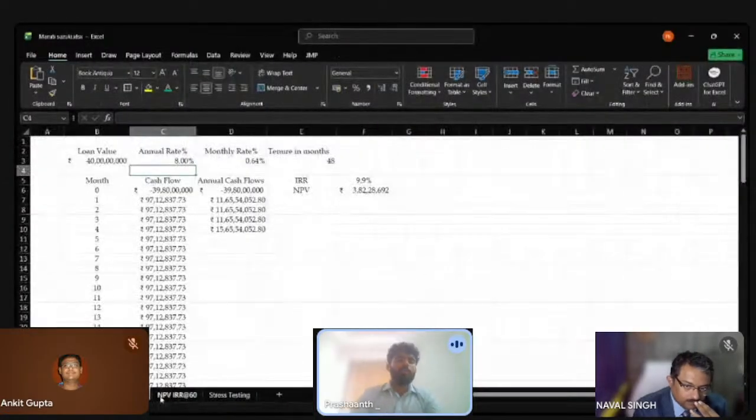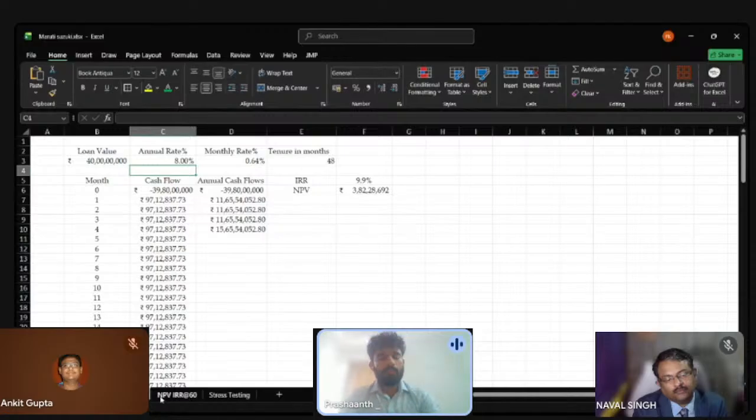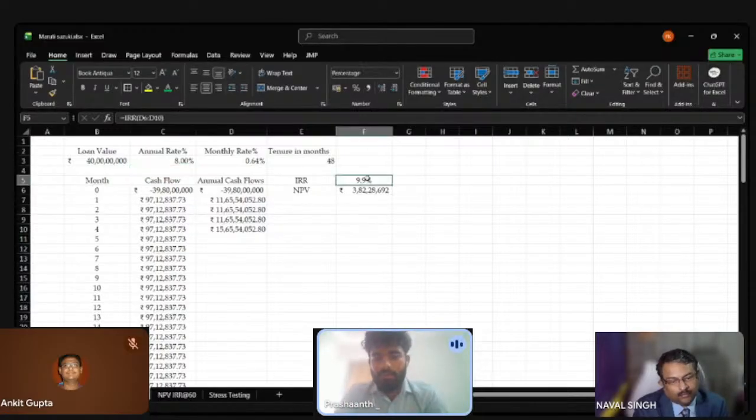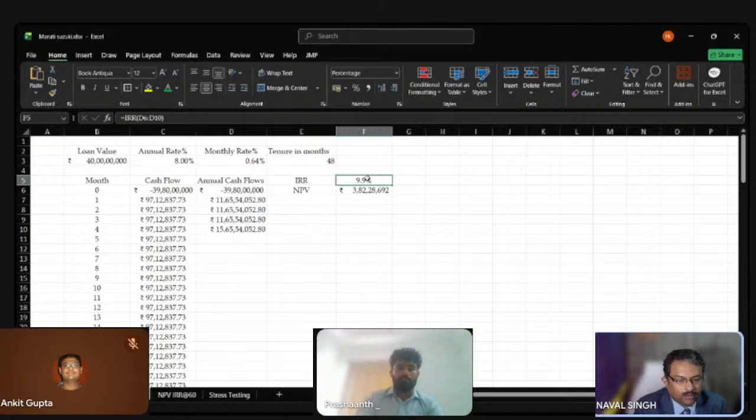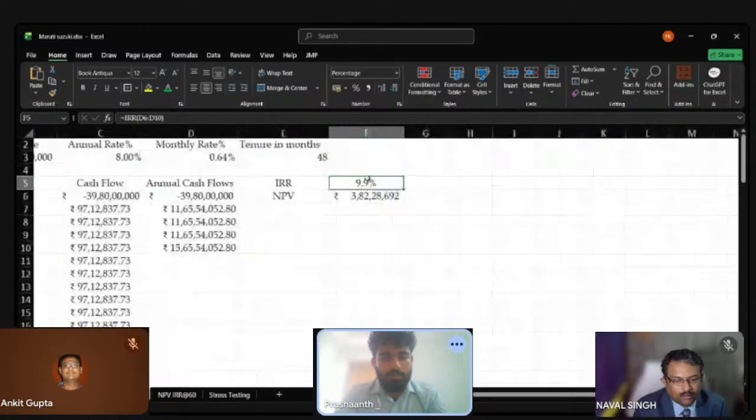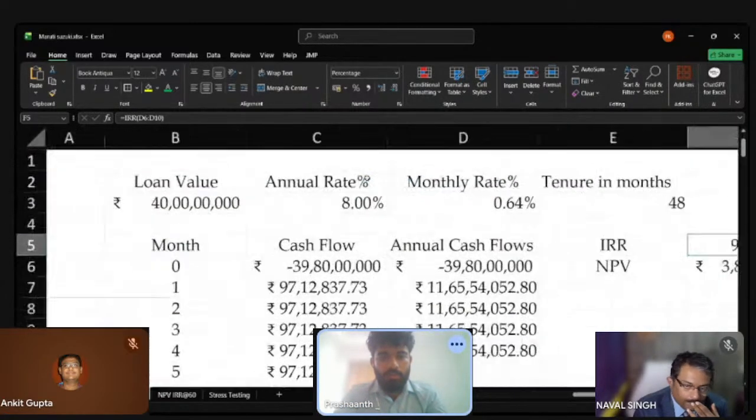So for two NPV calculations, and this for the 48-month tenure, unfortunately we're not able to. Please zoom it up if you can. Sure. So what is visible right now?